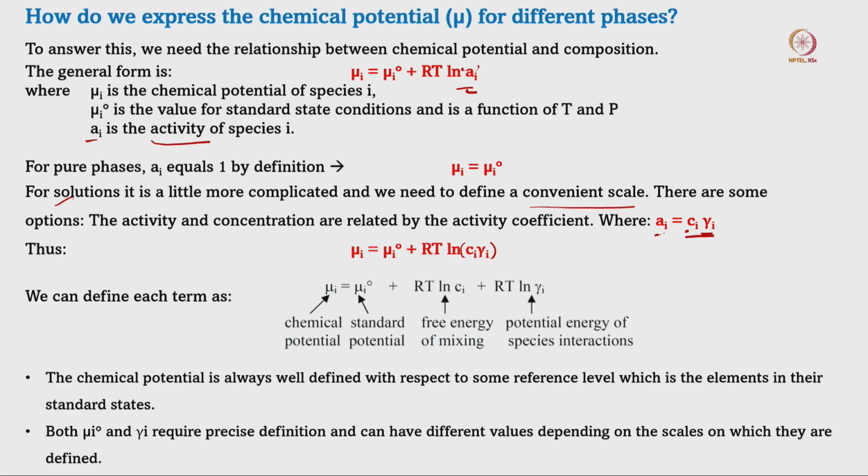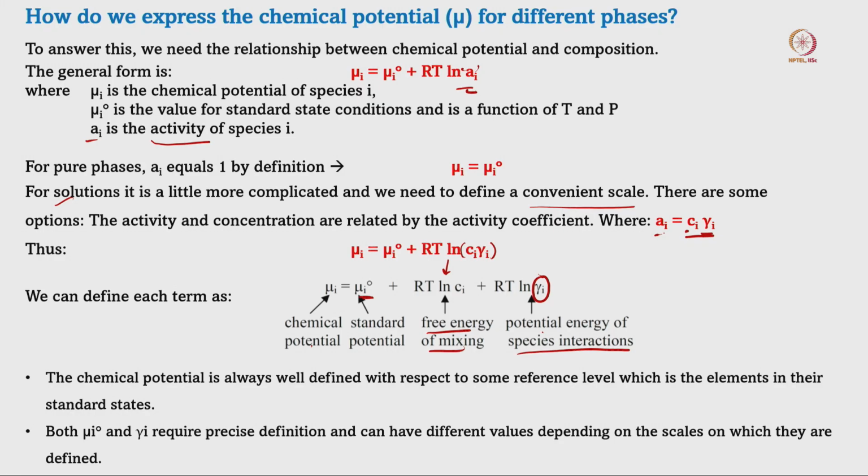Now, if we break this down into different terms: mu i is the chemical potential, mu i 0 is the standard potential at a particular temperature and pressure, mostly 25 degrees Celsius and 1 atmospheric pressure. RT ln C i is the free energy of mixing, and the last term is the potential energy of species interactions, because gamma i is due to interaction.